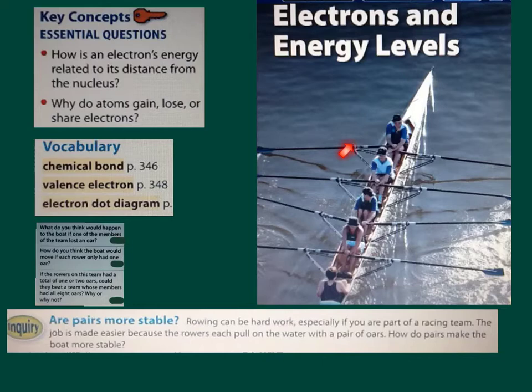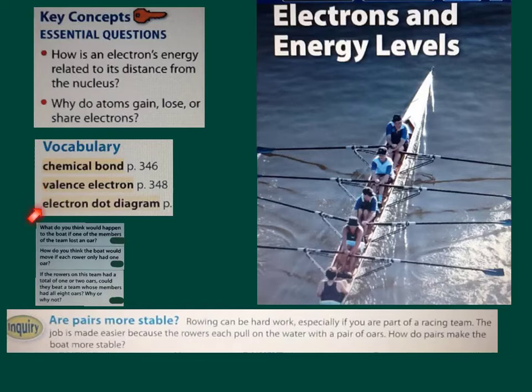And if we were to take away an oar from each one of these individuals, would it change the way the boat would react? Okay, so that's where we're starting with, is that question. Okay, so vocabulary, key vocabulary terms are these three: chemical bond, valence electrons, and electron dot diagram.